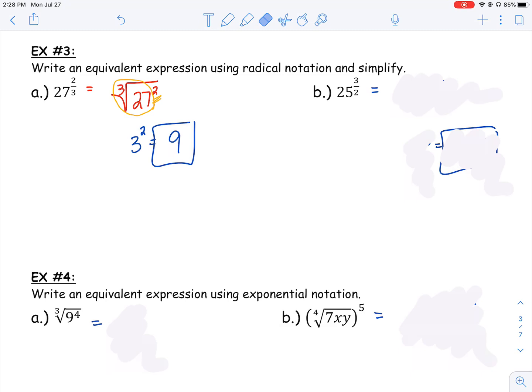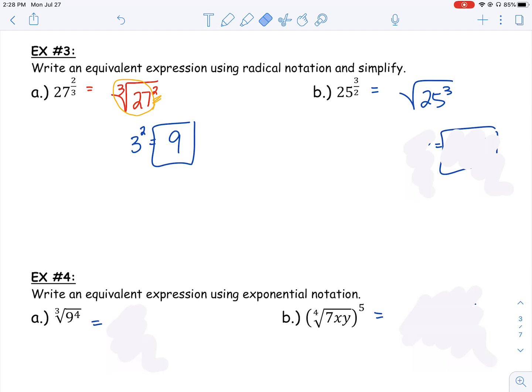Okay, what about B? 25 to the 3/2 power. Ooh, this one's a little bit different. You notice that my numerator now is the 3 and my denominator is the 2. But remember, top dog still goes in the house, so that 3 should be the exponent inside and the 2 should be my index. So really what I have now is the square root of 25 cubed.